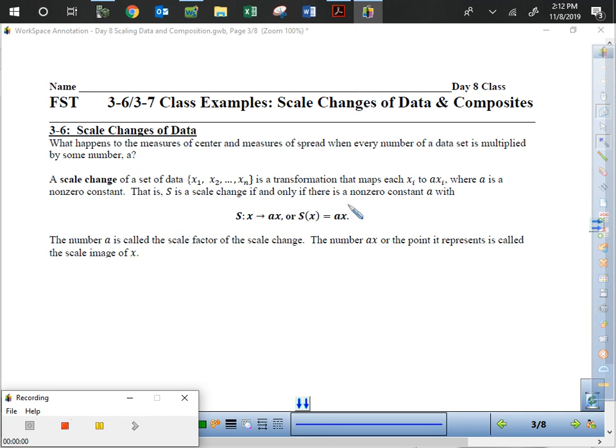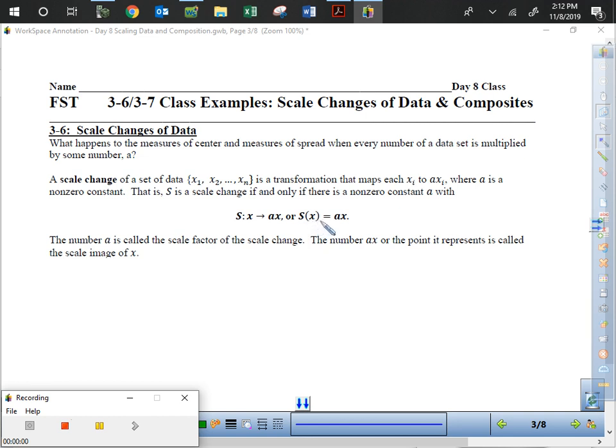Alright folks, today we're going to cover a couple different sections here. First up is talking about scale changes to an entire data set. We've been working with scale changes for points and for equations, but now we're going to look at an entire set and see what happens.